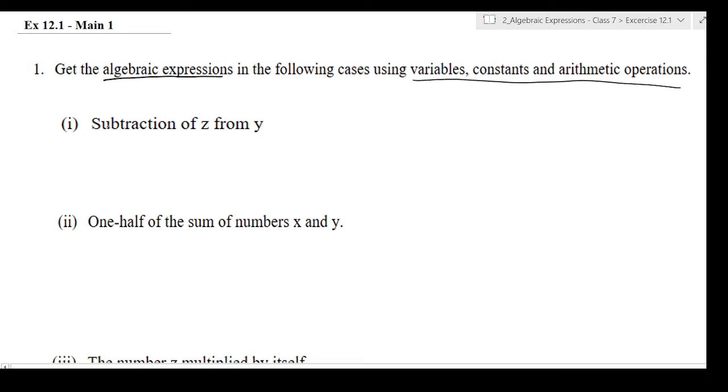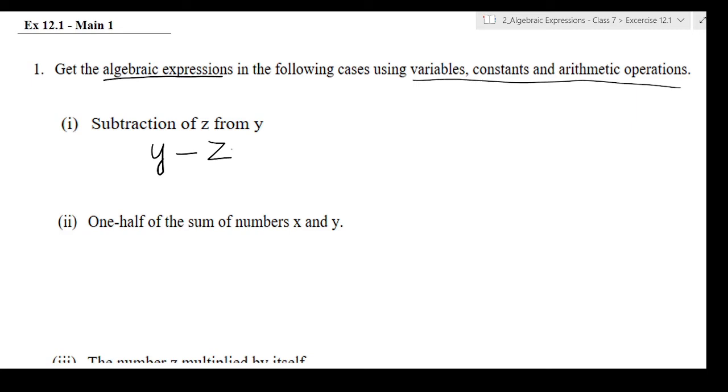The first one is subtraction of z from y. So whenever the word from is there, whatever comes later has to be written first, from y. So from y, we need to subtract z. So this is the algebraic expression. Whenever there is the word from, always take the variable given later, and it has to be written first.